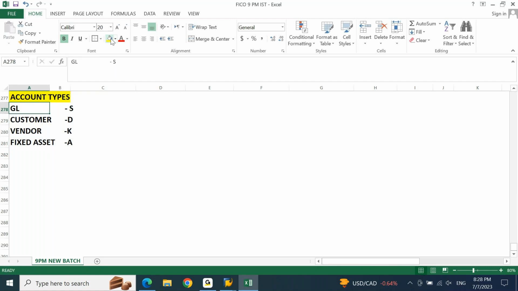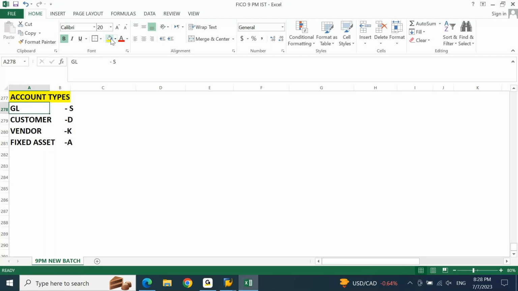When you're talking about S, you're representing a GL account. When you're talking about D, you're representing customer. D, always remember, is debtor. Vendor is K, K represents creditor. So asset, customer, vendor is easy to identify. D for debtor, D for customer. K for creditor, K for vendor, A for asset, in short fixed asset. Now S is representing the GL account.